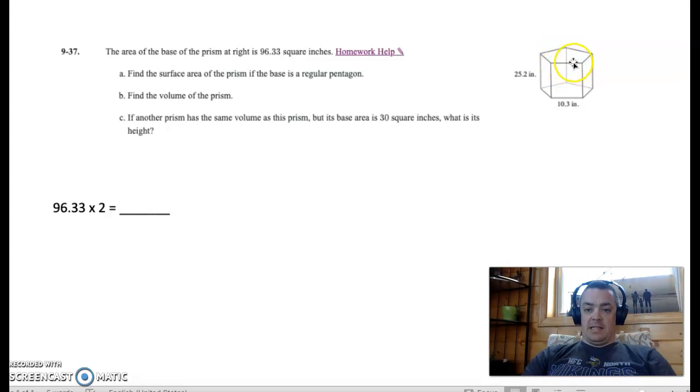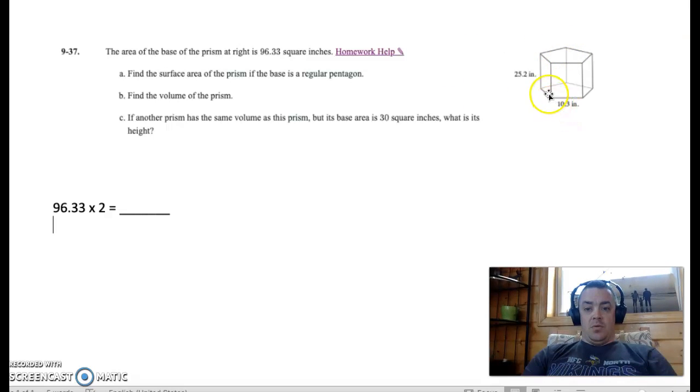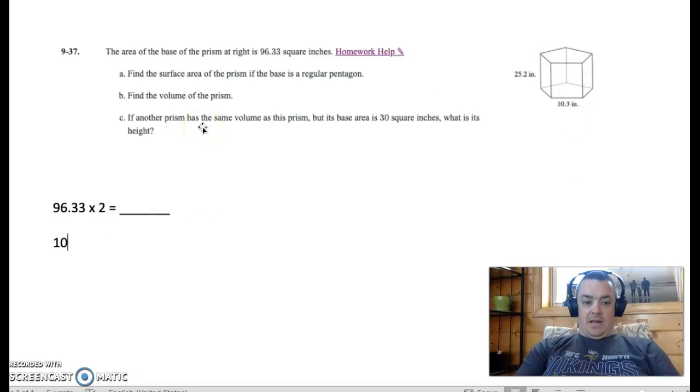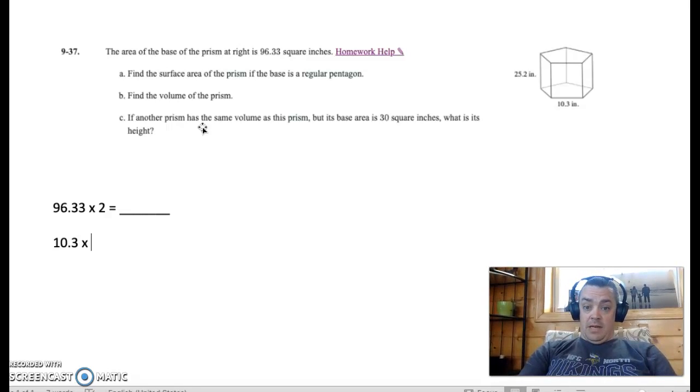But then we've also got these side pieces, right? And we know they say regular pentagon because on a regular pentagon, each one of these sides is congruent. So they're the same length, right? So we know that each of these side rectangles are 10.3 inches by 25.2 inches. So we need to find the area of those rectangles. So we have 10.3, which we're going to need to multiply by the height, which is 25.2.